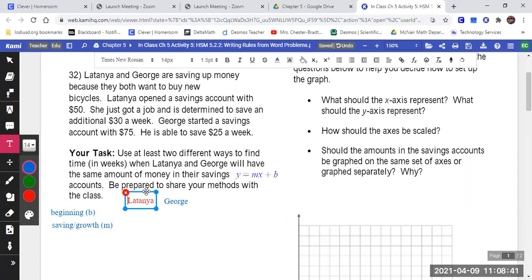All right, so we're going to put in a little summary of that information for the two of them side by side. Okay, do we get that? That information side by side. So what is LaTanya's beginning? LaTanya's beginning at 50. Okay, so under LaTanya, I'm going to say 50 across from where it says B, the beginning, right?